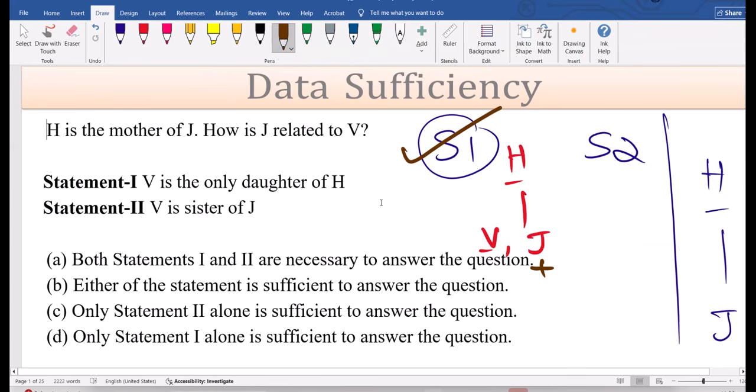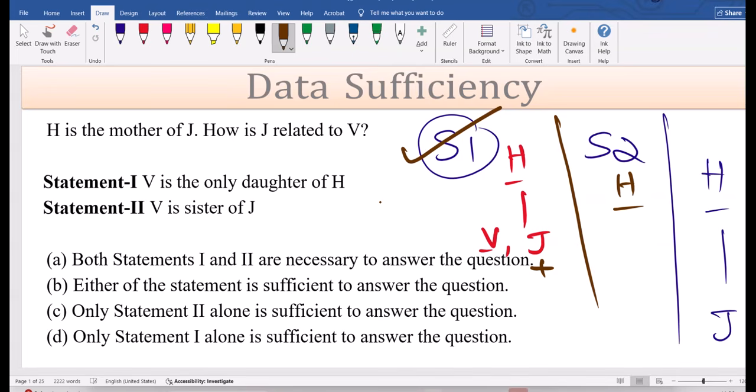So if you try statement 1 alone, fine. Now if you try statement 2 alone, V is sister of J. H is mother of J, which is already given in the question. With this, J's gender we don't know. J may be brother of V or sister of V; we cannot conclude. So statement 2 alone is not possible, statement 1 alone is possible.